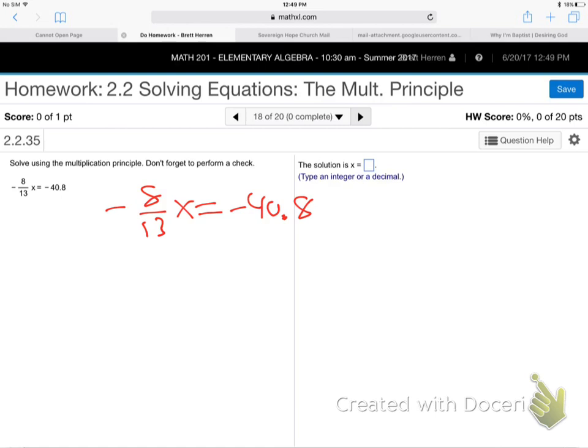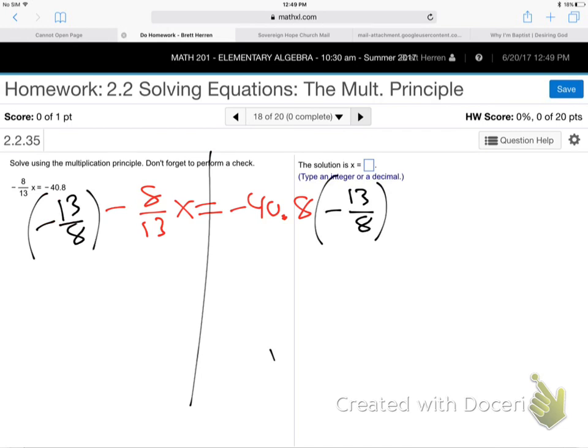So same thing, you're going to multiply by the upside down, right? Multiply by the upside down. But to actually figure it out, I would use my calculator. Maybe I should just show you what I mean. So you know the first step. Here's the wall. Multiply by the upside down. Minus 13/8. Minus 13/8. Both sides.